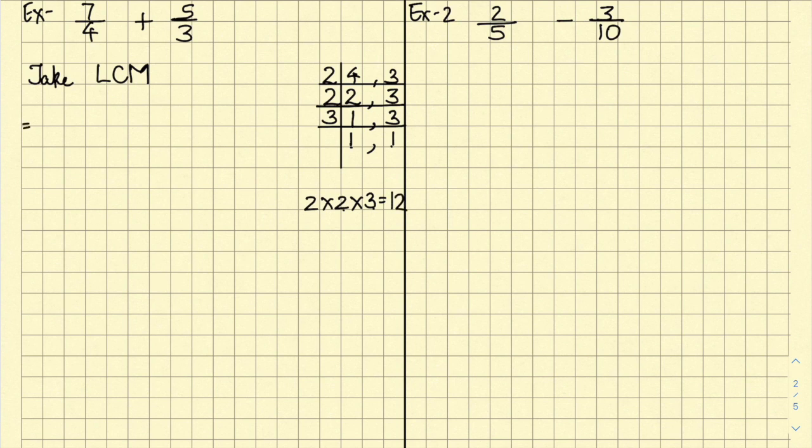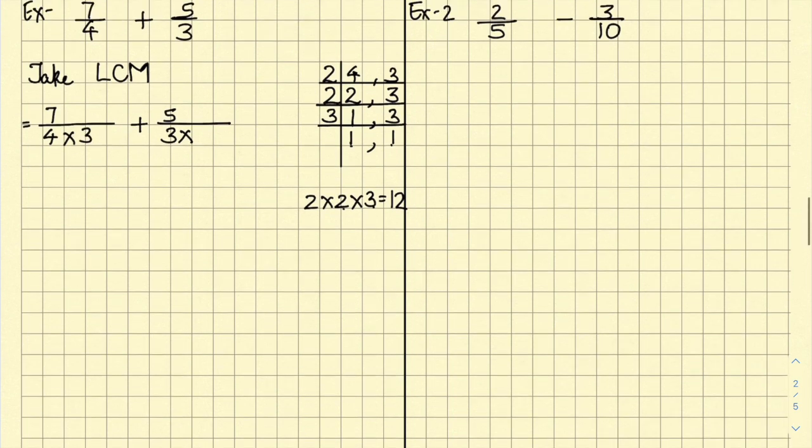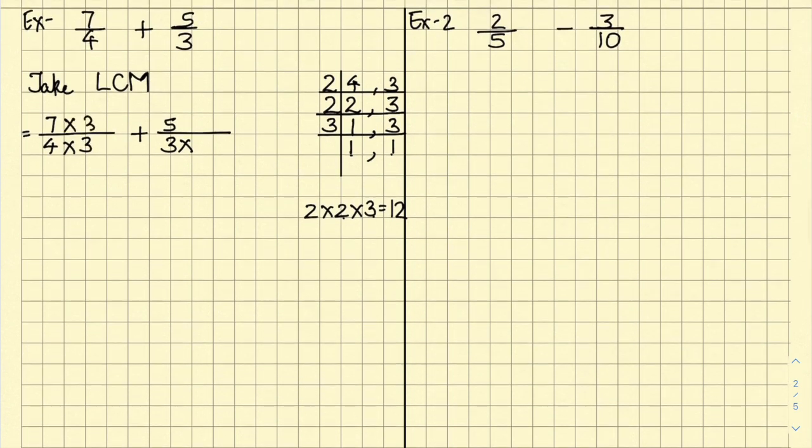Now 7 upon 4 is your first fraction, and you need to make the denominator 12. 5 over 3 is the second fraction, and that also you need to make with denominator 12. 4 multiplied by what gives 12? 4 multiplied by 3 gives 12, so 7 also is multiplied by 3, because these both are siblings. 3 multiplied by 4 gives 12, so 5 also is multiplied by 4, because they are siblings. Whatever you do with the lower part, the same thing has to be done with the upper part also.